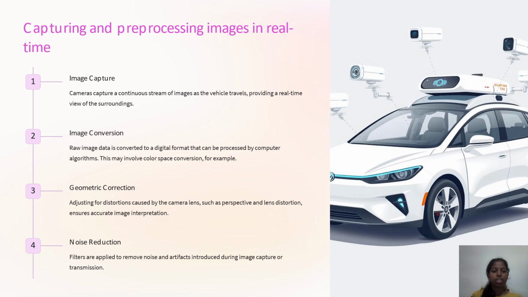After the conversion, we have geometric correction. Let's see what the geometric correction means. Adjusting for distortions caused by the camera lens, such as perspective and lens distortion, ensures accurate image interpretation. And the next pre-processing is noise reduction. Filters are applied to remove noise and artifacts introduced during image capture or transmission.